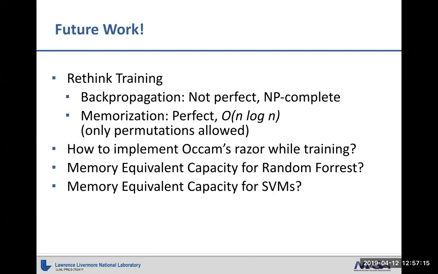Next thing is, what I showed you was neural networks. Of course, I have a guy, Philip Kegelmeyer at Sandia. He comes and says, yeah, what about random forests? And he's right. I don't know. Good question. There should be a memory equivalent capacity for random forests. There should also be a memory equivalent capacity for SVMs, right? Ultimately, there's a VC dimension for all of them, and what this is, the VC dimension, assuming random points, right? Yes, I assume, yeah. That's perfect.